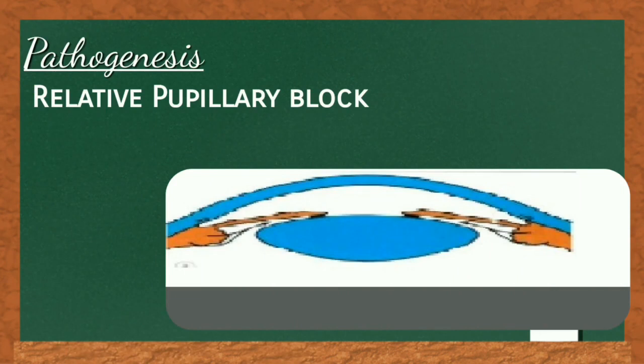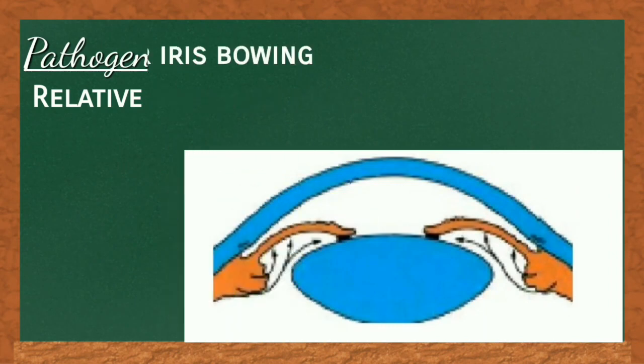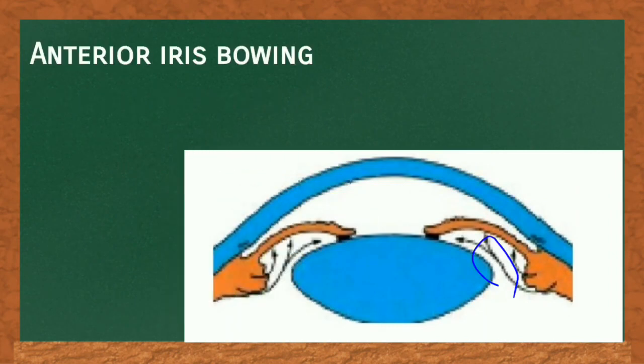The pathogenesis: in normal persons, there is what we call a relative physiological pupillary block, in which there is a minimal space between the iris and the lens to allow the aqueous humor to flow from the posterior chamber to the anterior chamber. But in pupillary dilatation, the iris becomes more sticky to the lens, closer to the lens, and this minimal space will disappear. This causes the aqueous humor to accumulate in the posterior chamber of the eye.